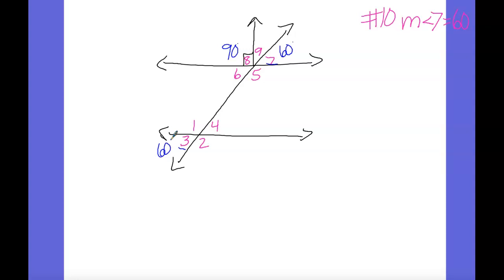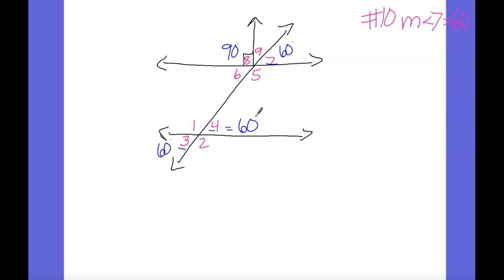Okay? What else do you want to find next? I heard 4. Yeah, I want to find 4. How are we going to find 4? It's corresponding to 7, because it's in this matching corner of 7. So corresponding means that they are the same or equal. So what is the measure of angle 4 equal? 60.